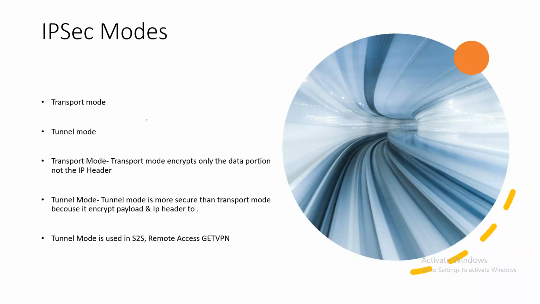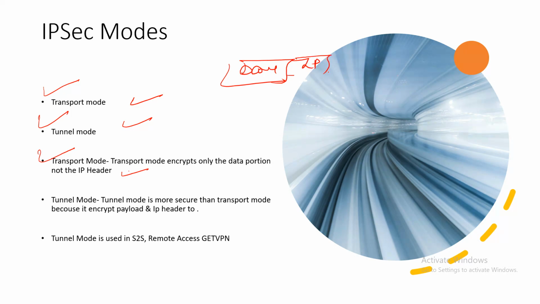Now IPsec modes: transport mode and tunnel mode. In a packet there is data, and along with it the IP header, port number, MAC address, multiple things. Transport mode encrypts only the data portion, not the IP header. Tunnel mode encrypts the data along with the IP header and everything, so it is more secure. Tunnel mode is used for site to site, remote access, and GET VPN.